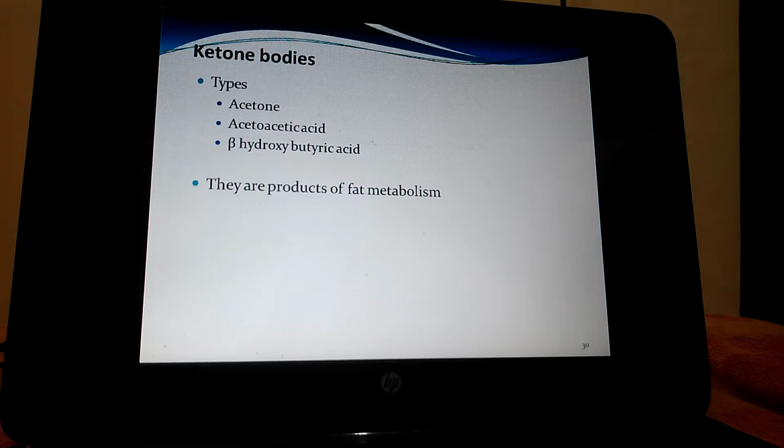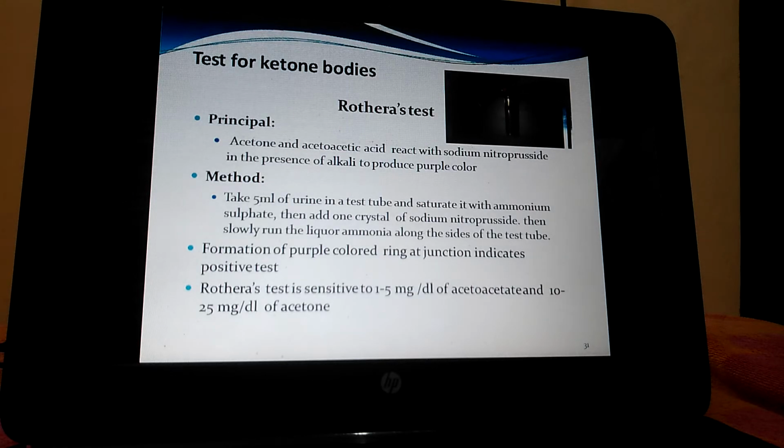Types of ketone bodies: acetone, acetoacetic acid, beta hydroxybutyric acid. They are products of fat metabolism. Normally, ketone bodies are not detectable in the urine of healthy persons. If energy requirements cannot be met by metabolism of glucose, then energy is derived from breakdown of ketone bodies. Excretion of ketone bodies in urine is called ketonuria.